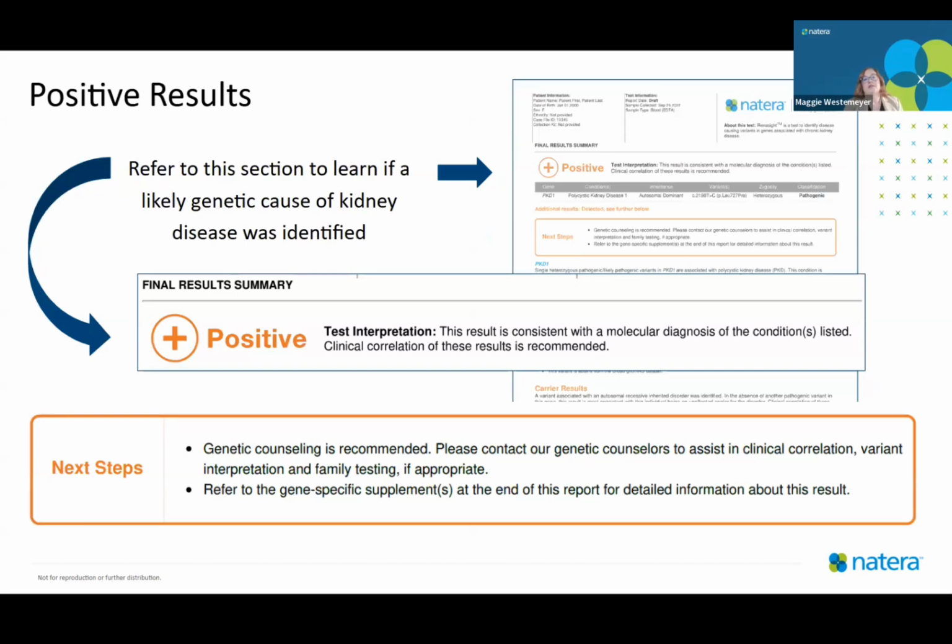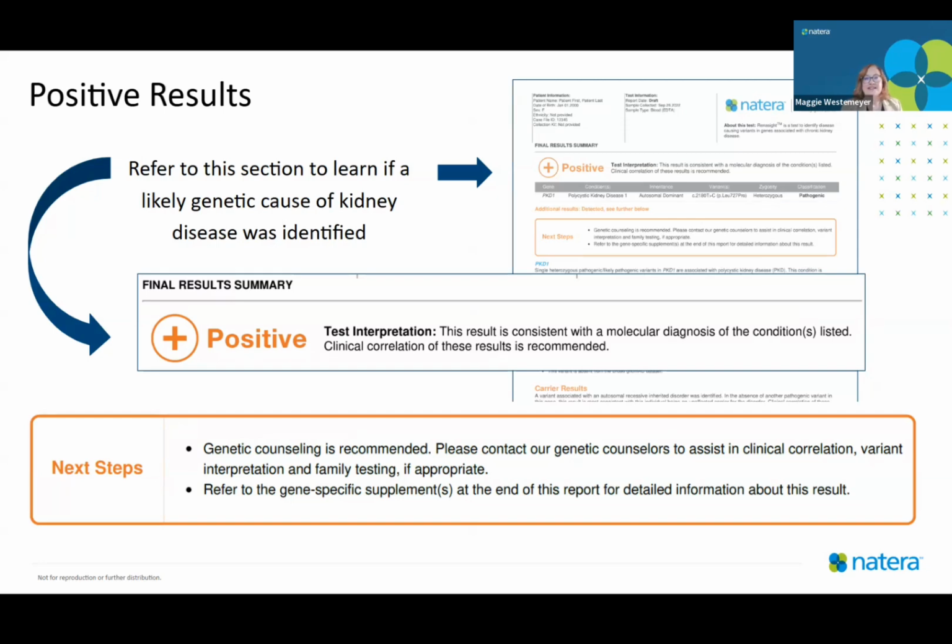And so when genetic testing is positive, and we have results identified that could explain the indication for testing, you'll see the orange plus sign and text indicating a positive result, meaning this result is consistent with a molecular diagnosis of the condition or conditions associated with the variant or variants detected.